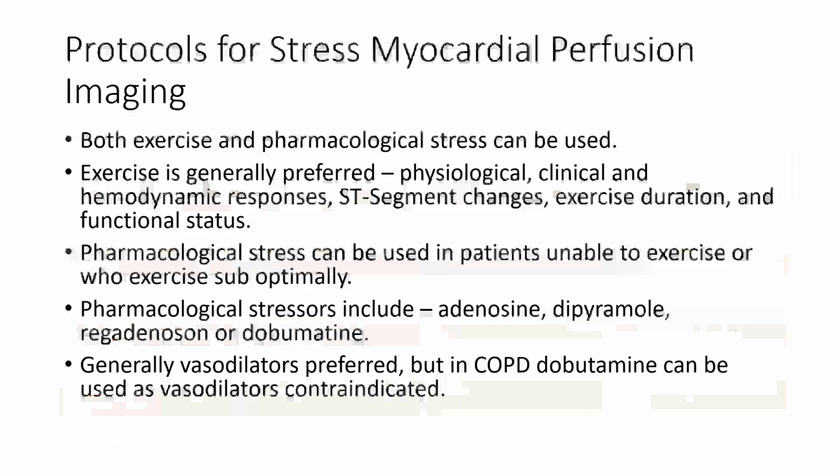Protocols for stress myocardial perfusion. Both exercise and pharmacological stress can be used. Exercise is generally preferred as it's physiological, and measurement of clinical and hemodynamic responses is possible. Pharmacological stress can be used in patients who are unable to exercise or who are exercising suboptimally. Pharmacological stresses include adenosine, dipyridamole, regadenoson, or dobutamine. Generally, vasodilators are preferred, but in COPD, where vasodilators are contraindicated, dobutamine can be used.